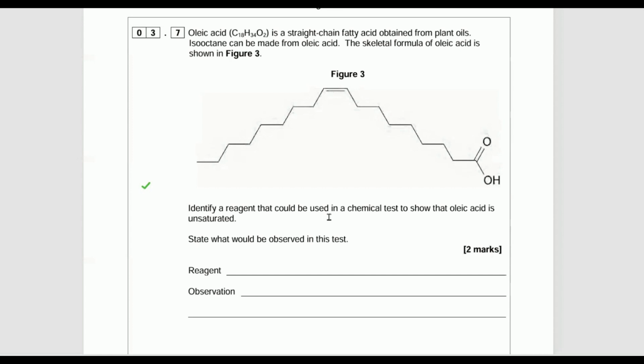Identify a reagent that could be used in a chemical test to show that oleic acid is unsaturated. Well, you can pause the video and have a go at this. What you should identify straight away is the double bond, the carbon-carbon double bond. You learned this in GCSE. What identifies alkenes, unsaturated carbon-carbon double bonds? We want to use bromine water. And the observation will go from orange to colorless. Okay, let's move on.